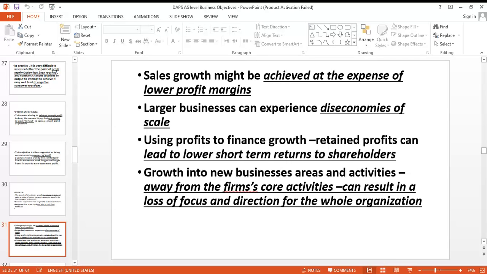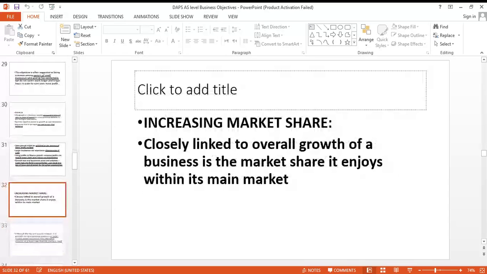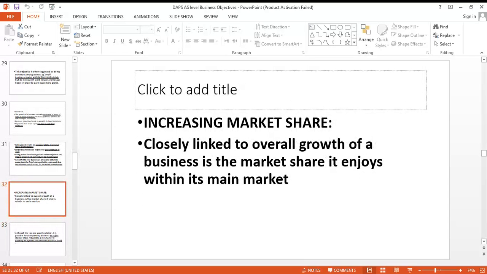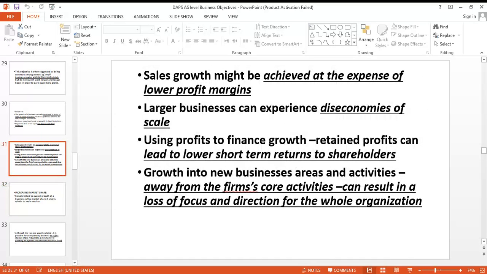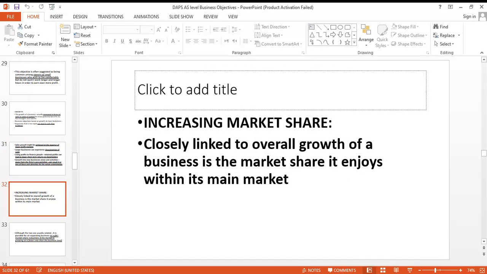Okay. And also, if your business is going into other areas to grow, areas which are not your core business areas, then what's going to happen? That's a risk. You may get out of your core activities, and the resulting loss of focus might lead to a decrease in revenues of your core business. Okay, so that is an objective, and we have discussed its evaluation.